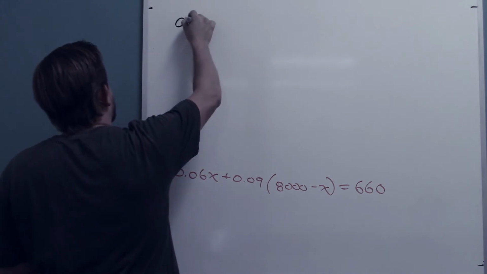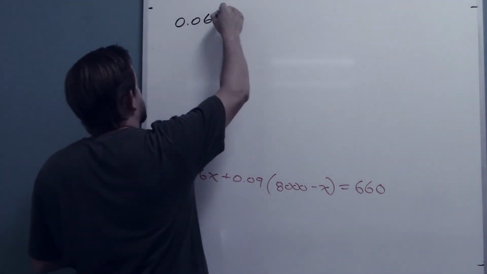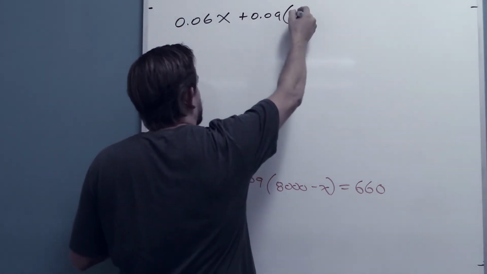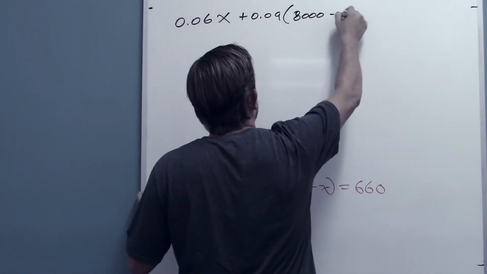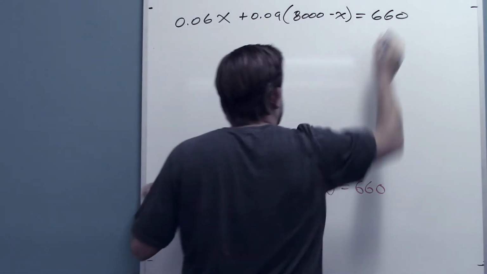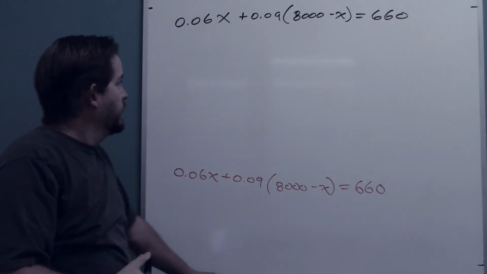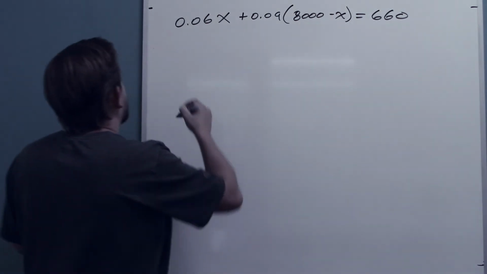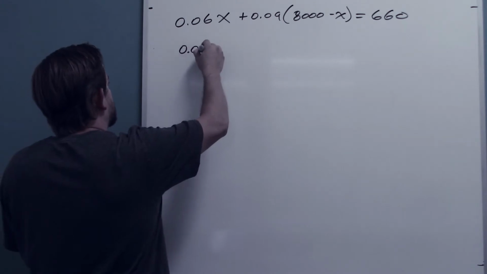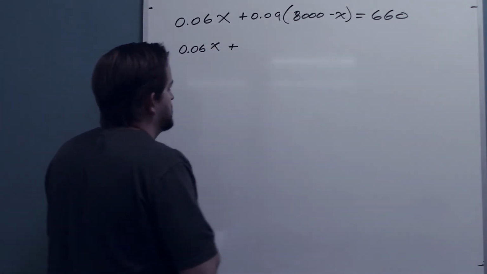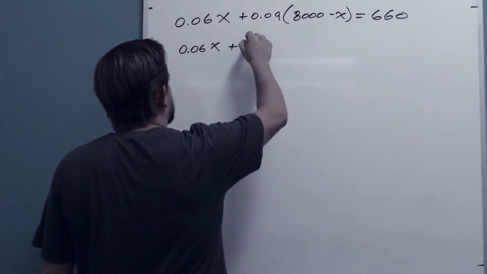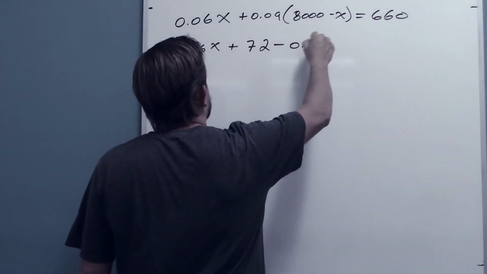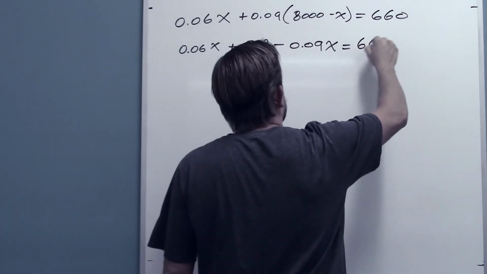So this gives me 0.06X plus 0.09 multiplied by my 8,000 minus X is equal to 660. Okay. I'm going to distribute this 0.09. So I get 0.06X plus 7,200, with yoink yoink, so 72, minus 0.09X equals 660.